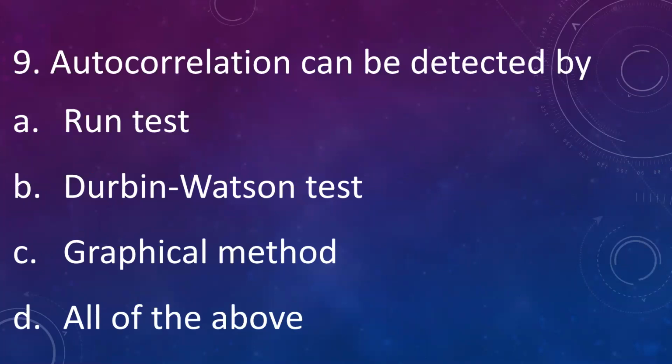Autocorrelation can be detected by A. Run test, B. Durbin Watson test, C. Graphical method, D. All of the above. Answer is all of the above. Run test, Durbin Watson test, and graphical method. These three are used to detect the autocorrelation problem.